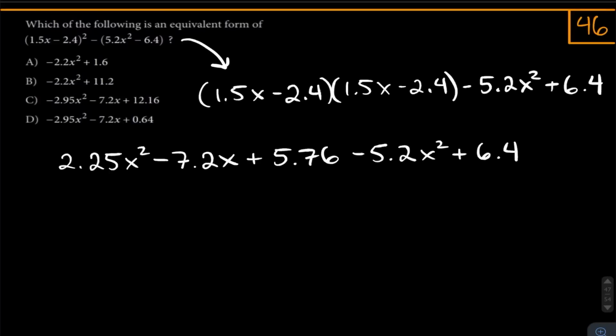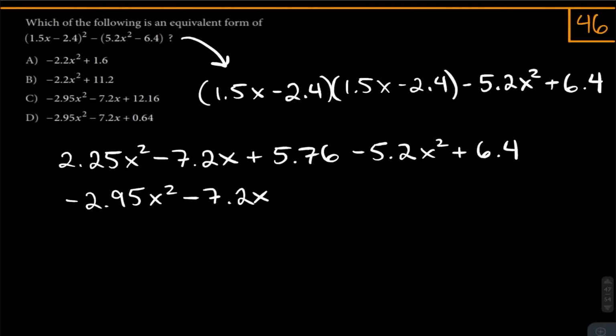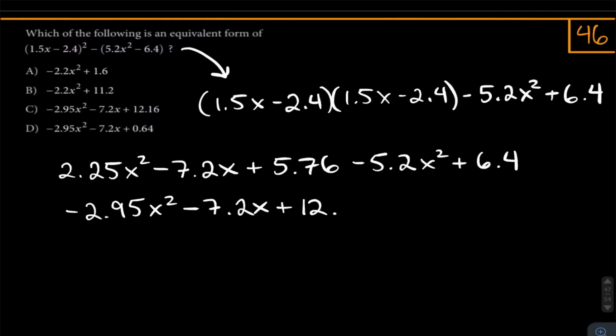And that gives us a negative 2.95x squared. Okay, we have just that negative 7.2x is going to stay there. Okay, and then we have a 5.76 plus a 6.4. And that gives us 12.16. Okay, and that right there is choice C.